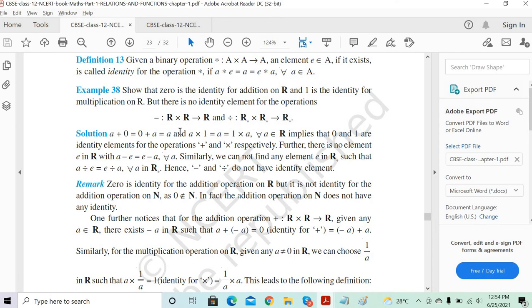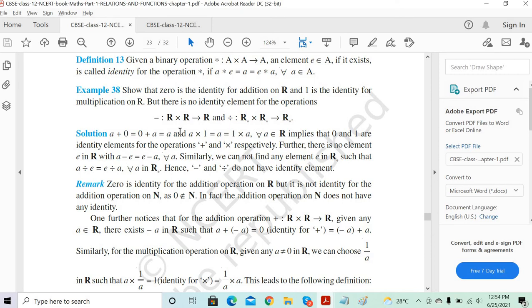See, because in the minus case also we want the same, no? That means a minus e should be equal to a, and e minus a should also be equal to a. So is it possible? Let's see. If I assume that 0 is the identity for minus, then 2 minus 0 is 2, and 0 minus 2 is minus 2. So 2 is not equal to minus 2. So 0 cannot be identity, right?